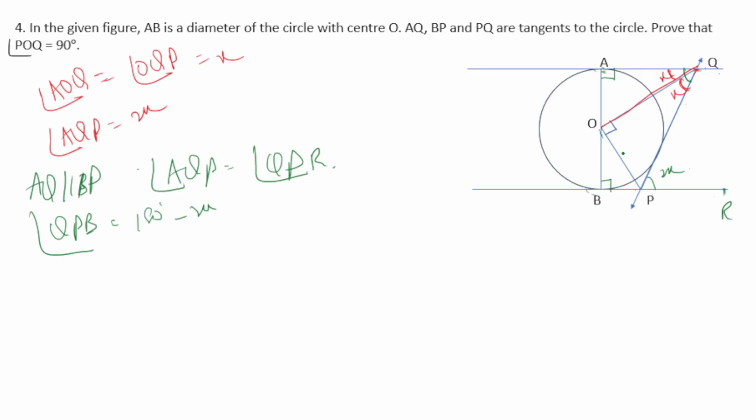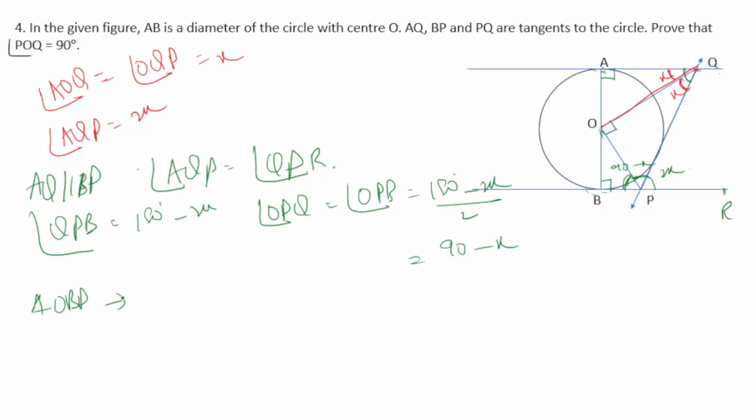And OP is a line joining the center of a circle and an external point. So this line bisects the angle between the tangents. So this line bisects angle BPQ. So angle OPQ is equal to angle OPB is equal to 180 degrees minus 2x divided by 2. So this will be 90 minus x, because here OP is bisecting the angle between the tangents. So these angles will be 90 minus x. So angle OPB will be 90 degrees minus x.